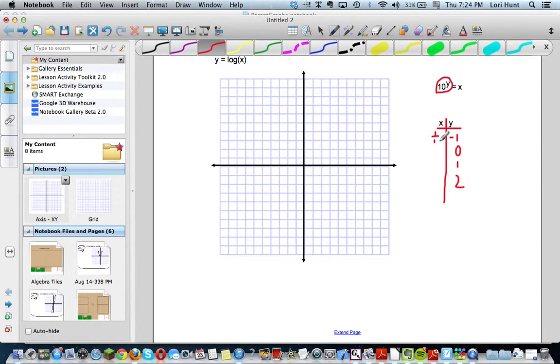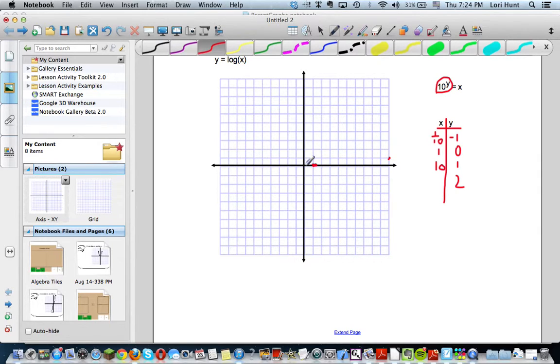10 to the 0, or anything to the 0 for that matter, is 1. 10 to the 1 is 10. 10 to the 2 is 100, and that's getting pretty big. When I plot those points, I like to start with this 1, 0. That's always the x-intercept. And then 10, 1 is going to be here.